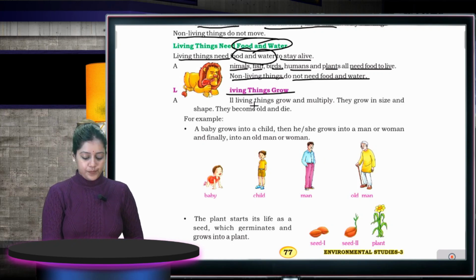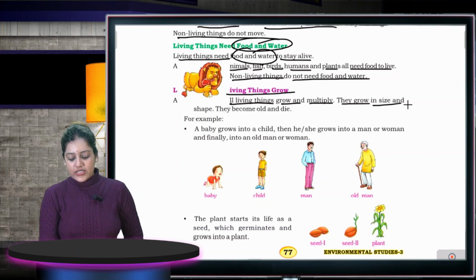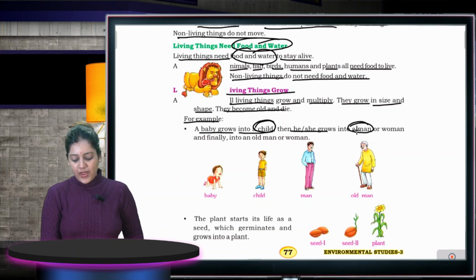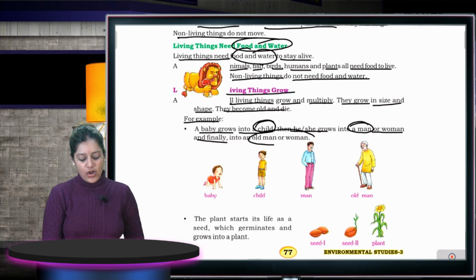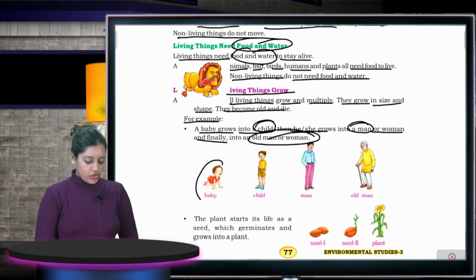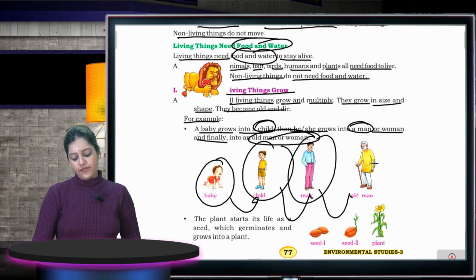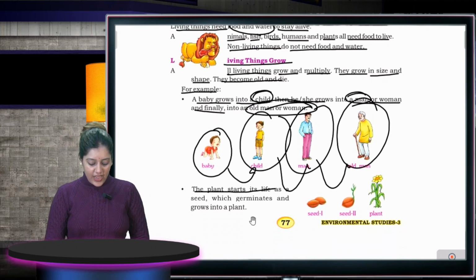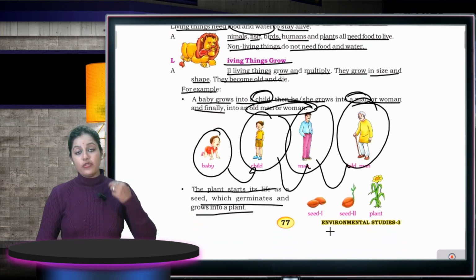Living things grow. All living things grow and multiply. They grow in size and shape. They become old and die. For example, a baby grows into a child, then he grows into a man or a woman and finally into an old man or a woman. So as you have seen in the picture, the baby becomes a child, then an adult and finally an old man. The plant started its life as a seed which germinates and grows into a plant.